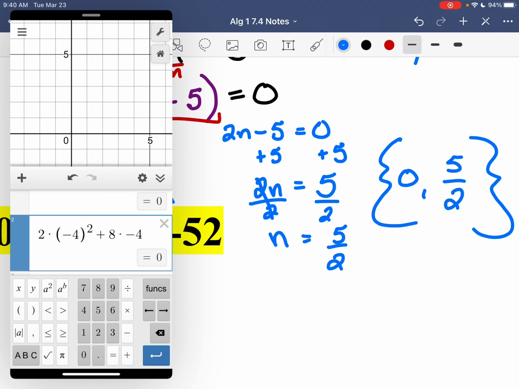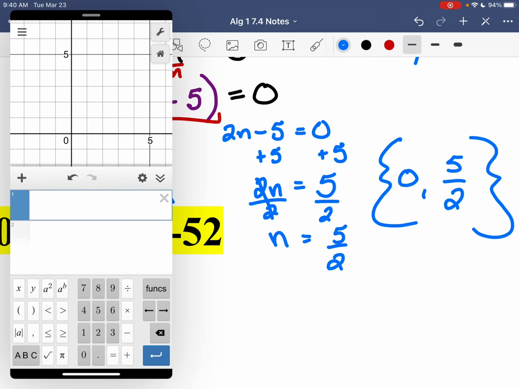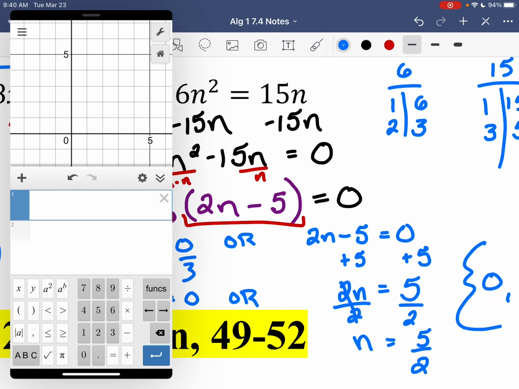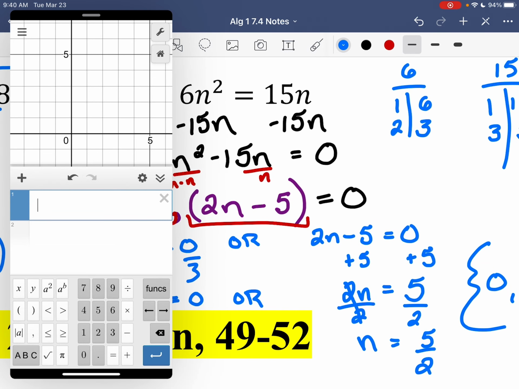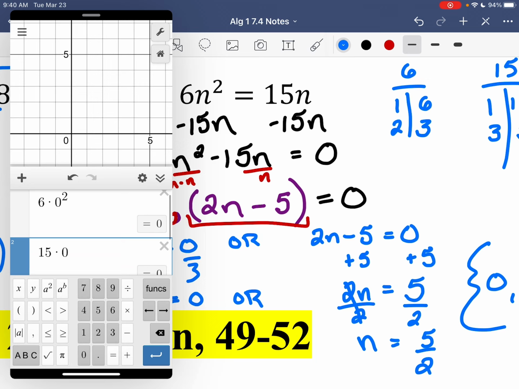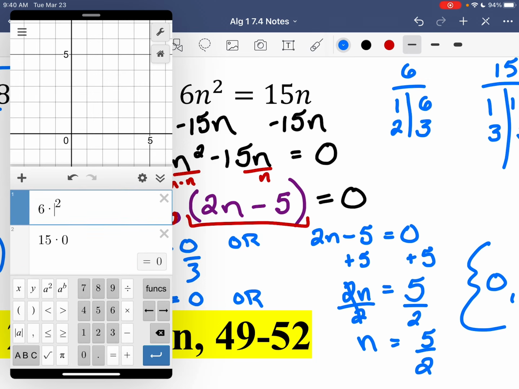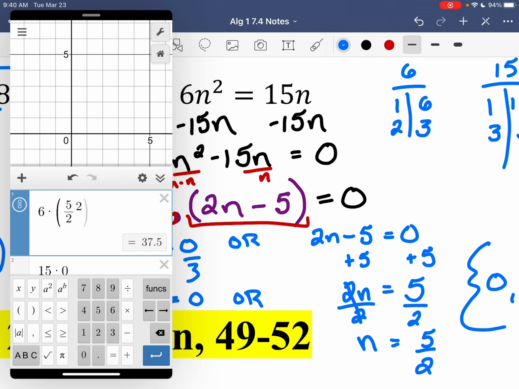Let's put it over here. Okay. So I'm going to try it back in the original. So 6n to the second. So 6 times 0 to the second. Is that the same as 15 times 0? Yes, it is. Got me the same thing. Okay, so now let's do 6 times 5 over 2. Oh, that second power needs to go out here to the second. Oh, gotta get rid of that in there.